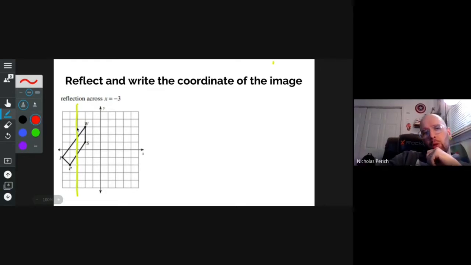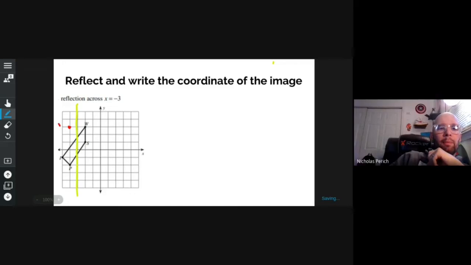See that W? That W is 1 unit on the right side of the mirror. So W prime is going to be 1 unit on the left side of the mirror. See that S? That S is 1 unit on the right side of the mirror. So S prime is going to be 1 unit on the left side of the mirror.